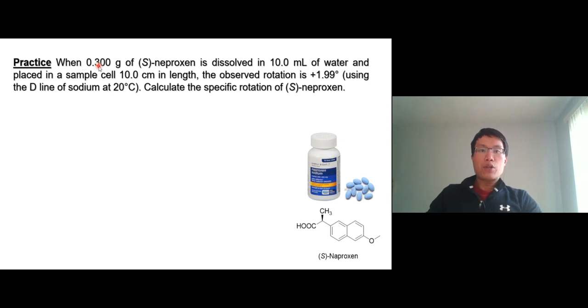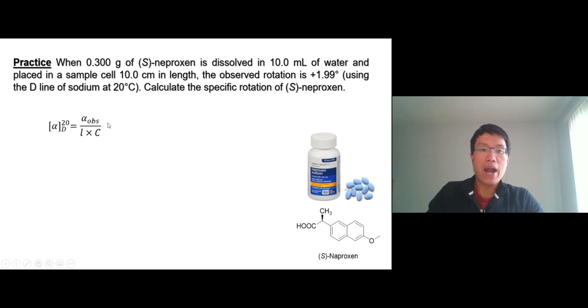When 0.300 gram of S-naproxen is dissolved in 10.0 milliliters of water, these two numbers give you the concentration: grams of solute, 10 milliliters of solvent. It is placed in a sample cell 10 centimeters in length, which is exactly 1 decimeter. The observed rotation is plus 1.99 degrees. I'm going to tell you what plus means. Using the D line of sodium as the light source, at 20 degrees Celsius, calculate the specific rotation of S-naproxen.